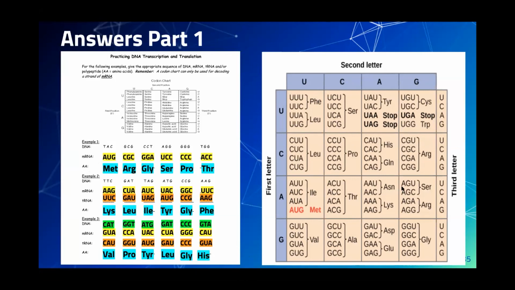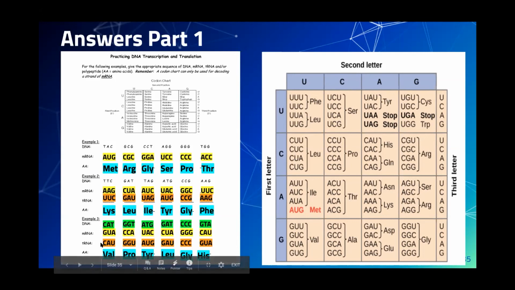Nice job, Victoria. And so for the last one, it's CAT, GGT, ATG, GAT, CCC, GTA. And then for the mRNA, it's GUA, CCA, UAC, CUA, GGG, CAU. And then for the tRNA, it's CAU, GGU, AUG, GAU, CCC, GUA.